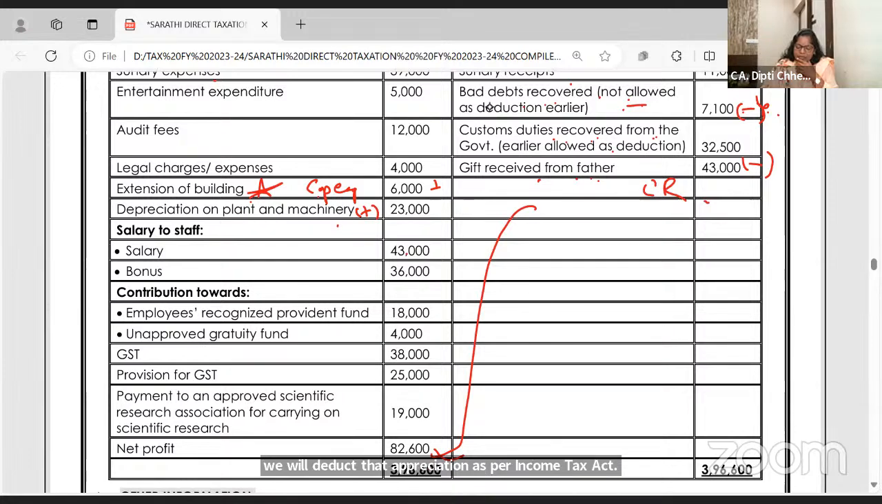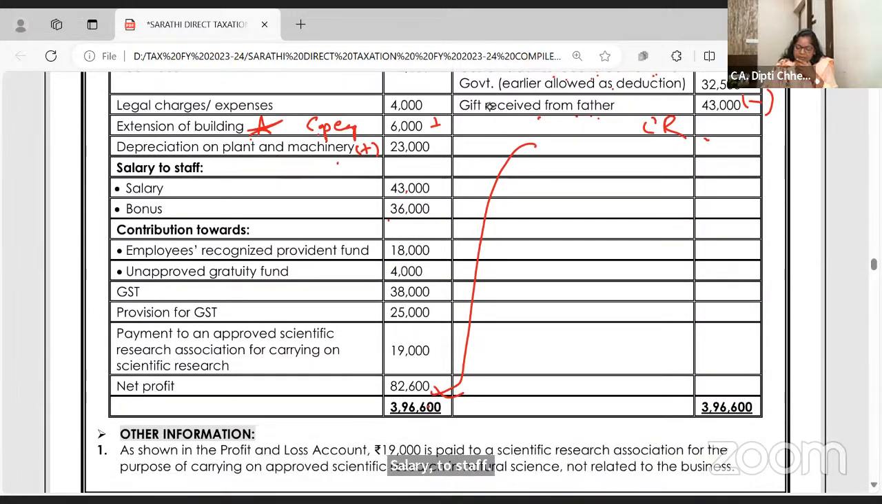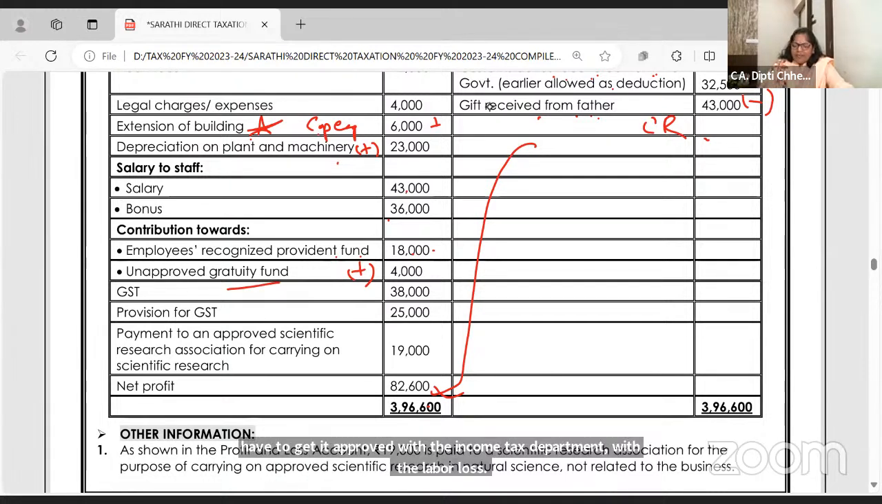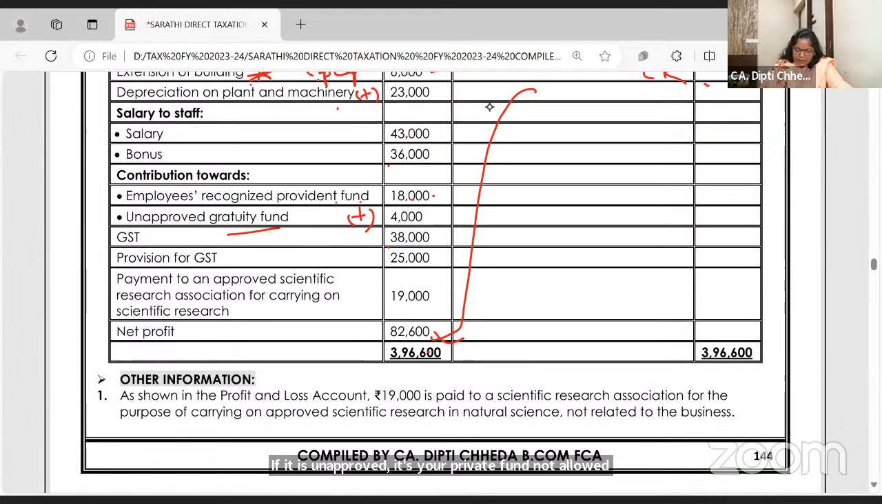Salary to staff, bonus. Employees recognized provident fund they have contributed, allowed. Unapproved gratuity fund, not allowed. Any funding for employee, PF fund, gratuity fund, superannuation fund, you have to get it approved with the income tax department, with the labor laws. If it is unapproved, it's your private fund, not allowed. GST is allowed.